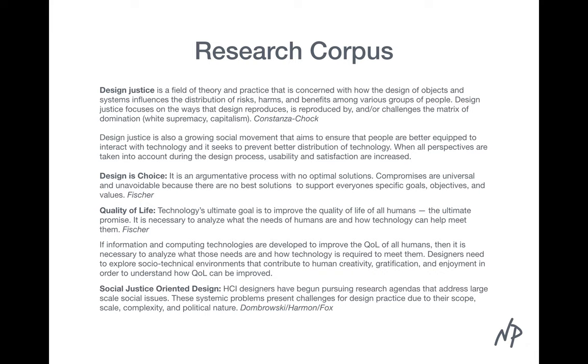This kind of goes back to the user-centered design principles that I learned from reading The Design of Everyday Things book. I also looked up some other articles, and I uncovered some other perspectives, such as design is a choice. It's an argumentative process with no optimal solutions. There will always be compromises within design, and it's unavoidable because there are no best solutions to support everyone's specific goals, objectives, and values. We also get introduced to a theory called the quality of life, in which technology's ultimate goal is to improve the quality of life of all humans, the ultimate promise.